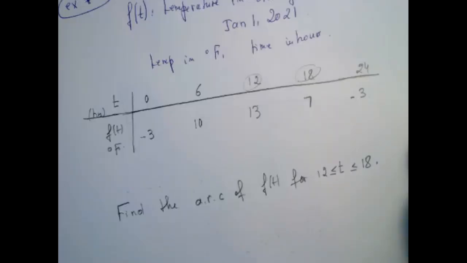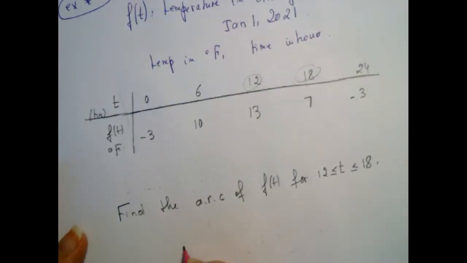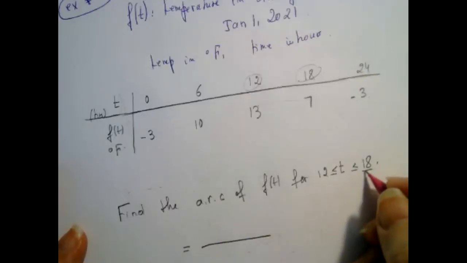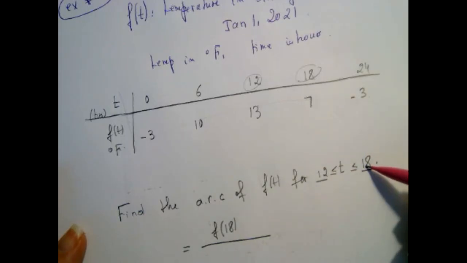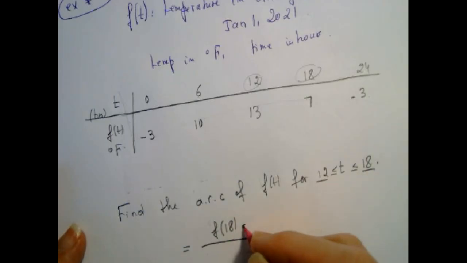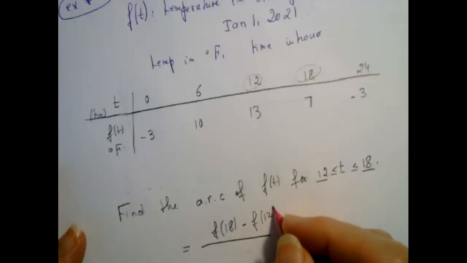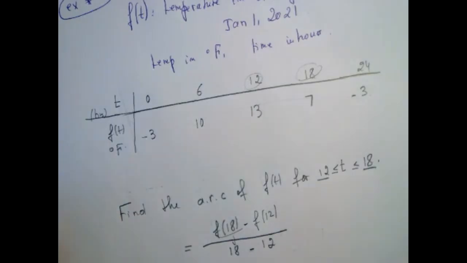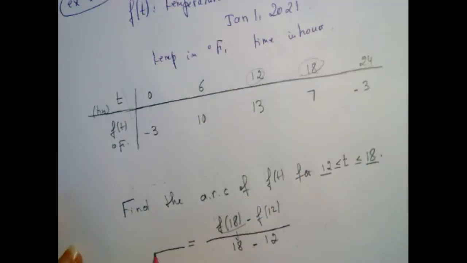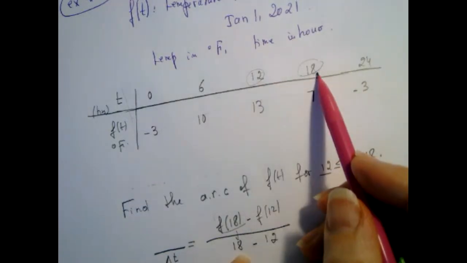All right, so what's the average rate? It's the temperature at 18. That's the formula. Always the output at the right endpoint of the interval minus the output at the left, so we always move from left to right, divided by 18 minus 12. So that's the formula. And in notation, I'm going to write the change in time between 12 and 18.